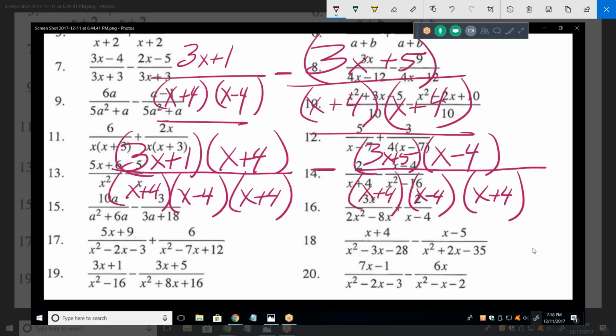So what's 3x plus 1 times x plus 4, first of all? 3x squared plus 12x plus x, so 13x, plus 4. Minus, definitely need parentheses around the top. Multiply the two tops together.